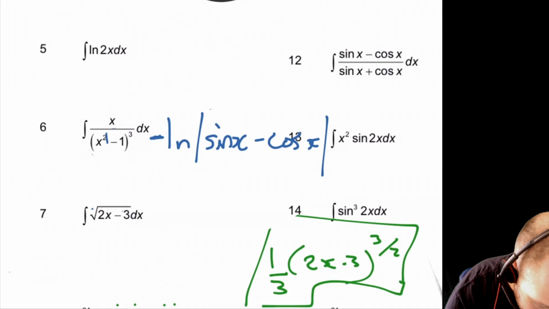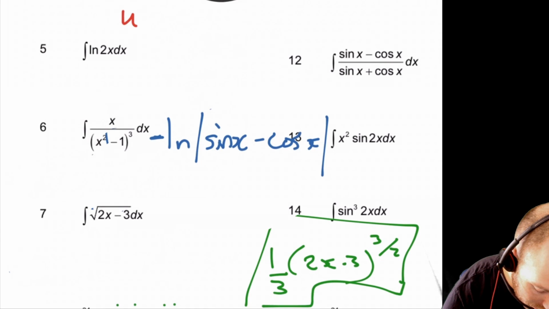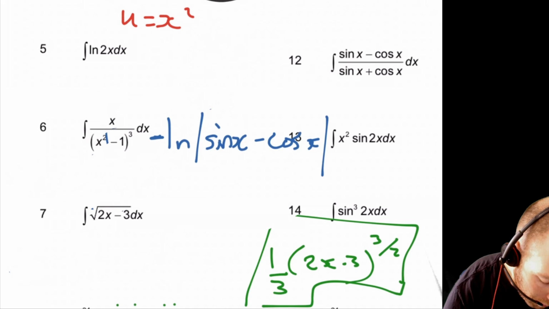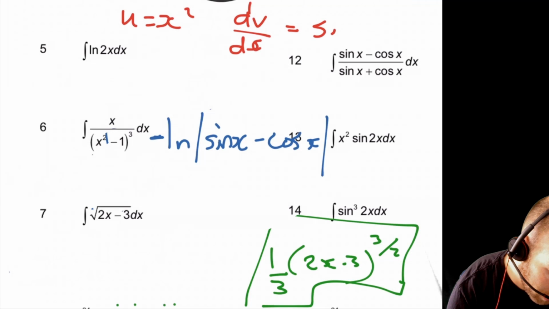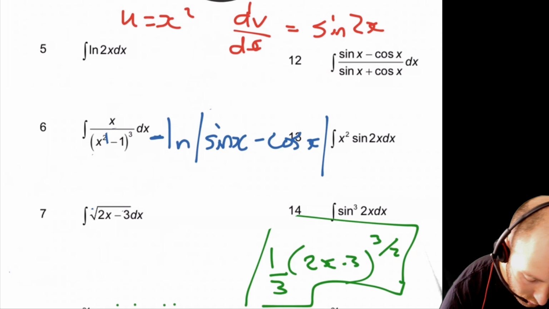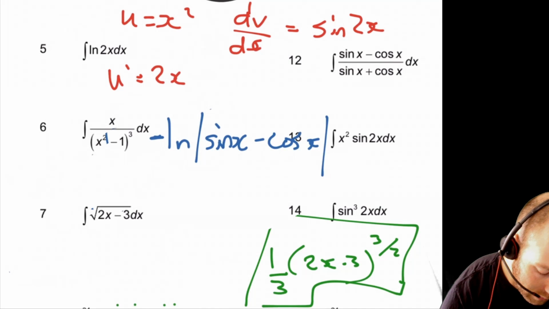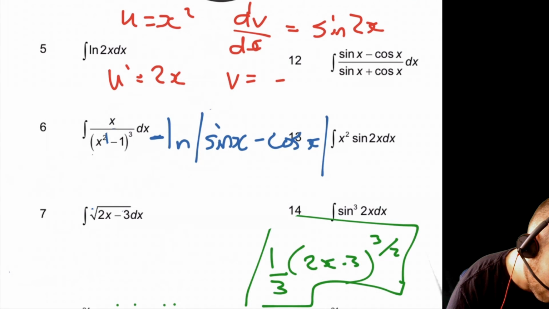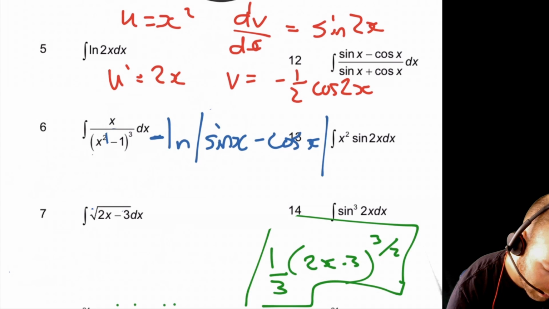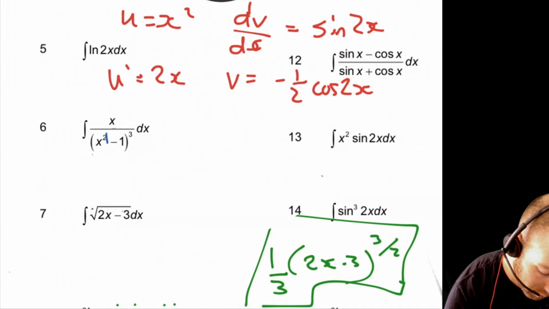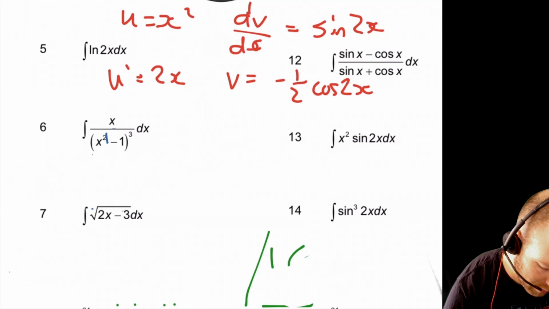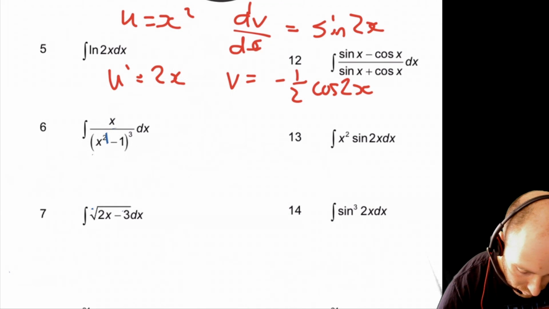Okay, x squared sine 2x is by parts, and I think we're going to have to do by parts twice. Because we've got x squared, the first version of by parts will turn it into x, and the second version will turn it into a number. So du dx is 2x, and v is going to be minus a half cos 2x. So a little bit by parts there. Not by parts, a little bit of inverse chain rule there.